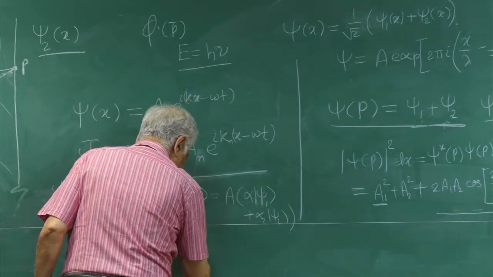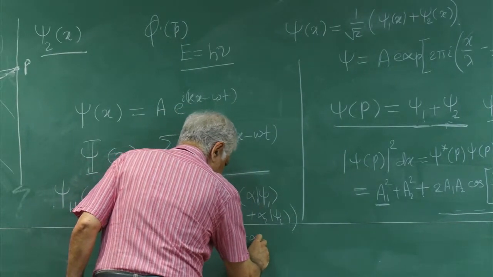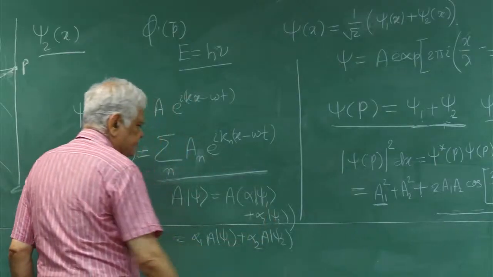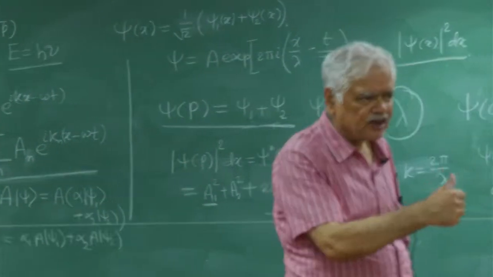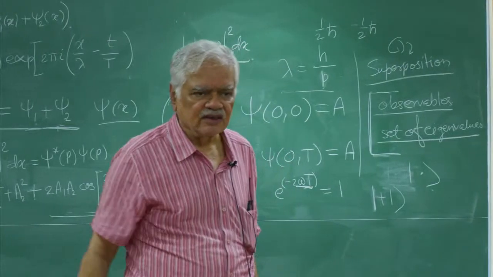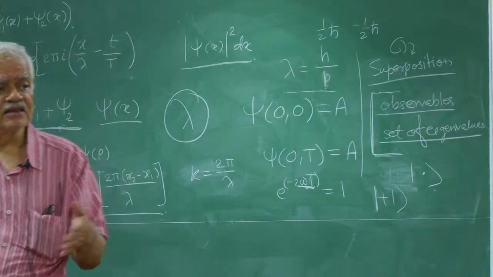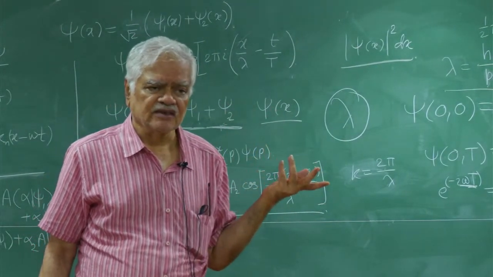That is equal to alpha 1 A on psi 1 plus alpha 2 A on psi 2, each term. This is linearity. This operation is very crucial for quantum computing. So superposition is crucial and linearity of quantum operations is also crucial. This generates huge parallel computing.